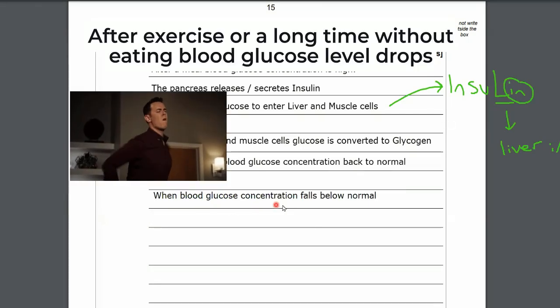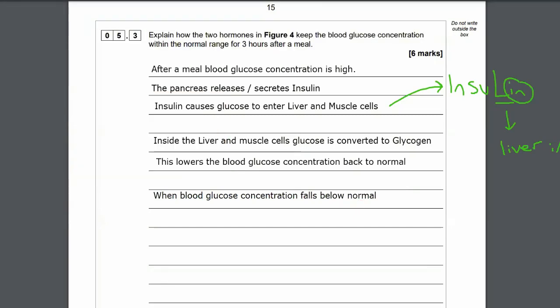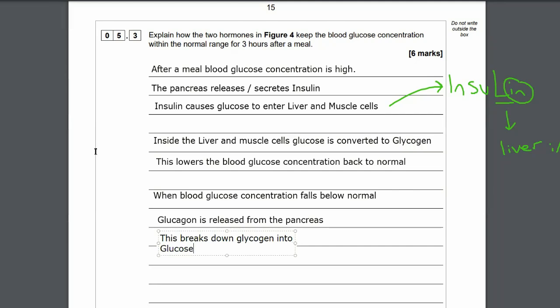When blood glucose concentration falls below normal, which it will do eventually, then the hormone glucagon is released from the pancreas. This breaks down glycogen into glucose. The glucose enters the blood.